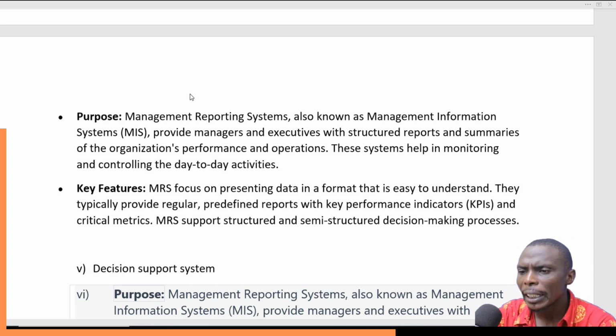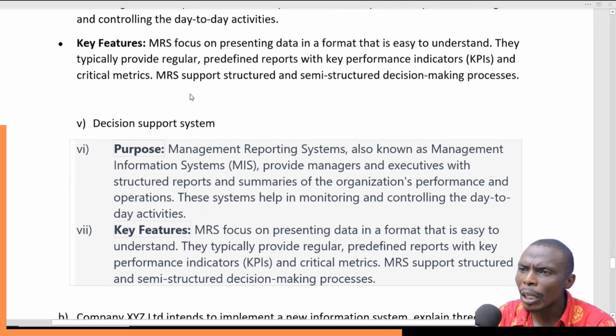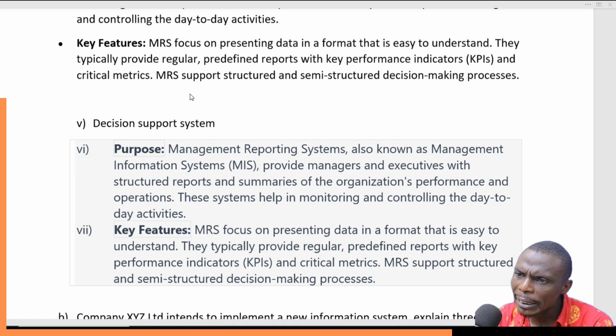Then we have decision support system. So now information is taken from the MIS. We talked about the management information system prior to this. So now the information that is taken out of this MRS is used by these decision support systems. And this decision support system basically helps in monitoring and controlling the day-to-day activities.